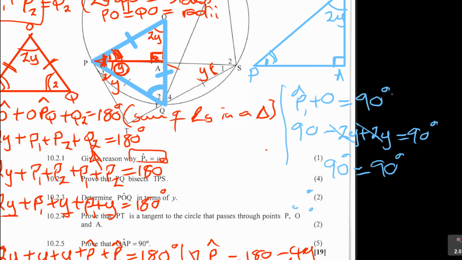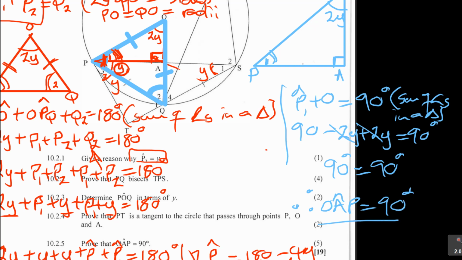Therefore, here what I'm going to say is sum of angles in a triangle. Now you can conclude and say OAP is equal to 90 degrees, because the other two are 90 degrees, therefore this one definitely will be equal to 90 degrees. But the key part here was to recognize the two radii, this radius and that radius, and understanding that if I add the sum of angles in a triangle, they give me 180.